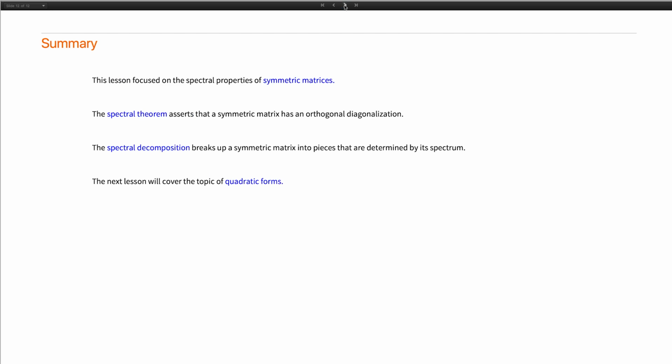Okay, so that's the end of this lesson. And the main point is that in this lesson, we talked about the spectral properties of symmetric matrices. And the spectral theorem asserts that such a matrix actually has an orthogonal diagonalization. That's a very important property. And then you can go a step further and do the spectral decomposition, which breaks up such a matrix into simpler pieces that are determined by its spectrum. So that's a nice way of breaking up the matrix. We'll use some of these ideas in the next lesson on quadratic forms, but I'll stop here for now. Thank you very much.